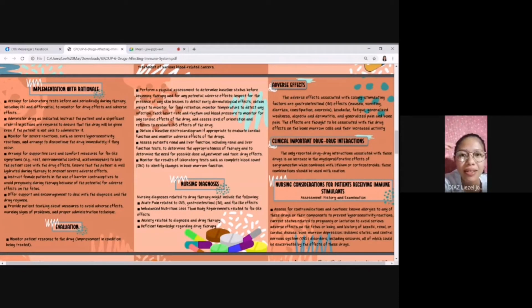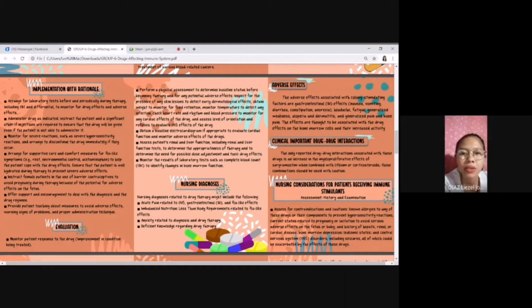So next we go to the implementation with rationale. Number one is to arrange for laboratory tests before and periodically during therapy, including CBC and differential, to monitor for drug effects and adverse effects.